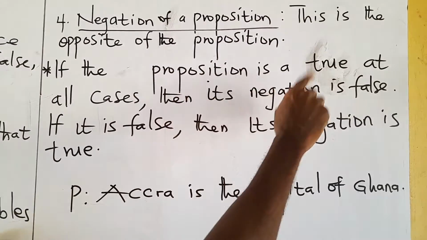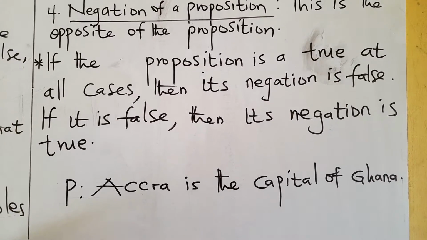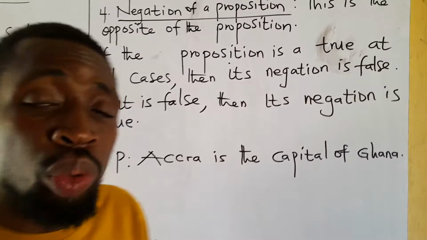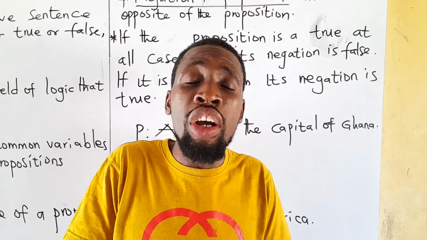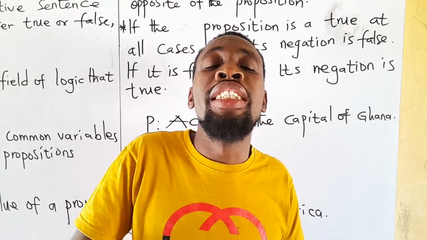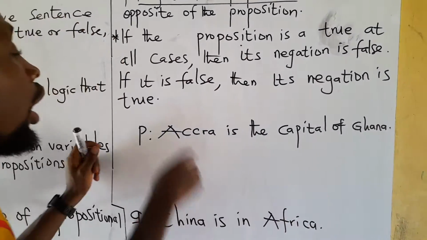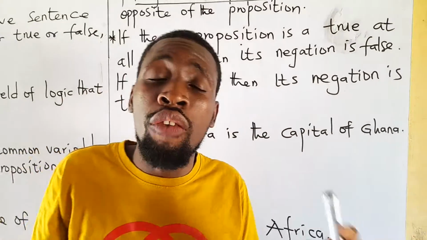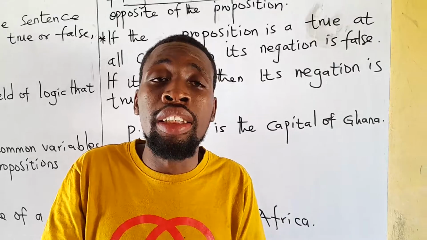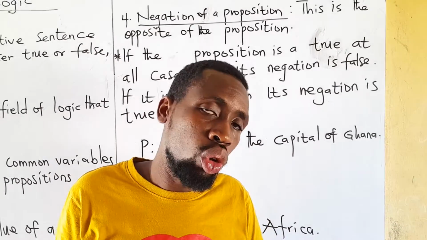We say that if the proposition is true in all cases, then its negation is false. Whenever a proposition is true in all respects, then its negation is false. The opposite also happens. If it is false, then its negation is true. When it is true, its negation is false.